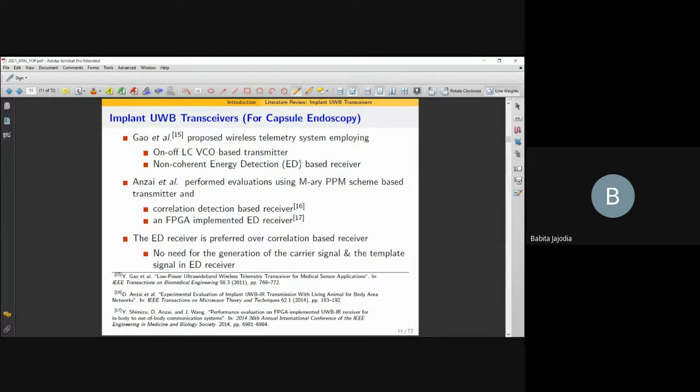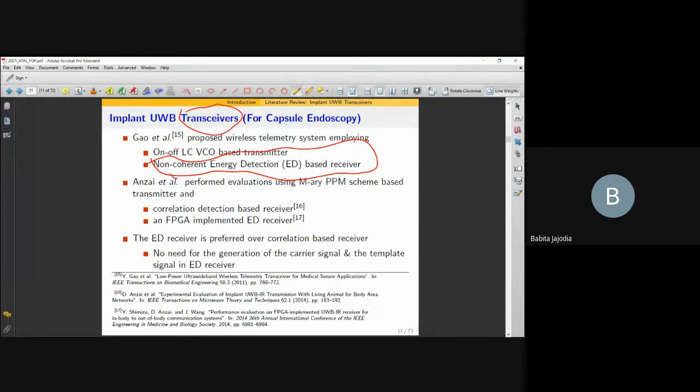So Gao proposed a wireless telemetry system. Now, if you look closely, we are trying to put it in the place of the transceiver. When I say transceiver, the transmitter and the receiver, we will be discussing both. So Gao proposed a system where he tried to employ the on-off LC VCO based transmitter, and in the receiver type, he used a non-coherent one.